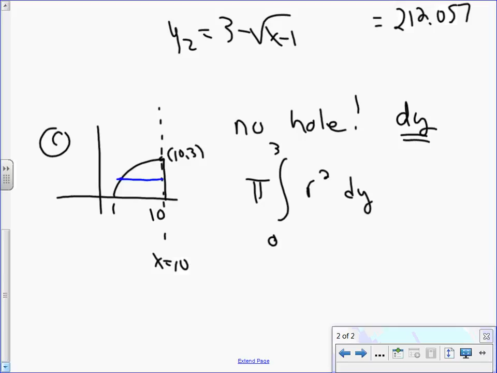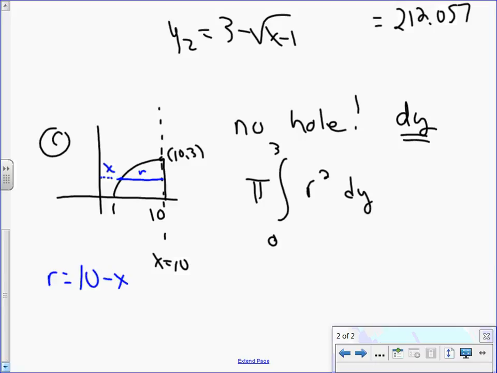Now, when the axis of rotation is away from the x or y axis, you need to think about what you need to add or subtract from them. What's this little distance right here? It's x, it changes, and this is what I'm looking for. So what is r? 10 minus x.